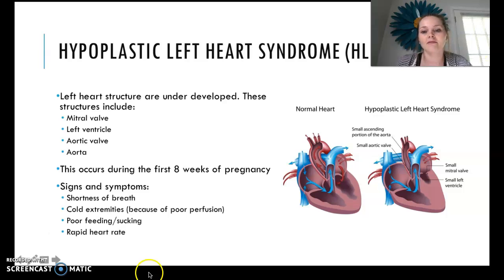So here I have the normal structure, which is on the left, and the hypoplastic heart, which is on the right. And you can see when you look at these left ventricles how much smaller this left ventricle is compared to your normal left ventricle, and it even goes as far as to show you a small mitral valve. Also a small ascending portion of the aorta and a small aortic valve. So it's just, they're all small. They don't do as much work as they would if they were normal.